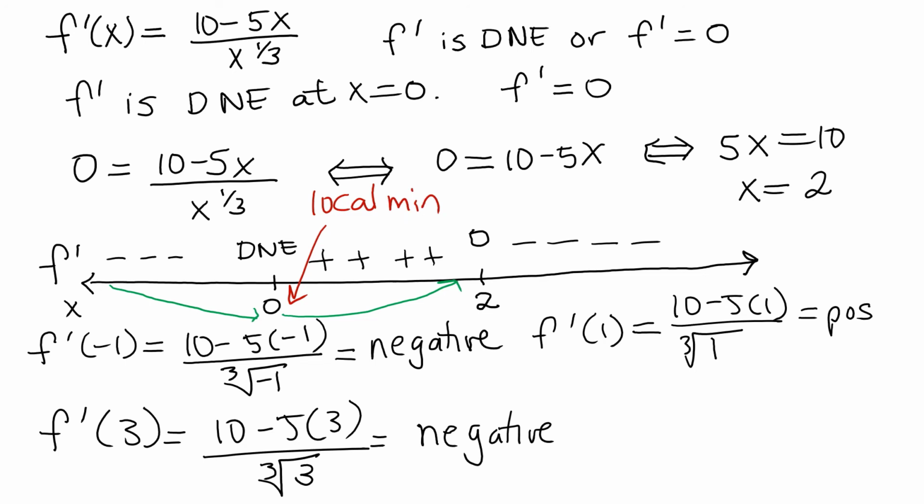Now let's continue to move. To the right of 2, the derivative is negative. That tells me the graph is falling. Function is decreasing. So if you rise to a point and then fall afterwards, that's a high point, and we would call that local max. Let's write this out neatly.